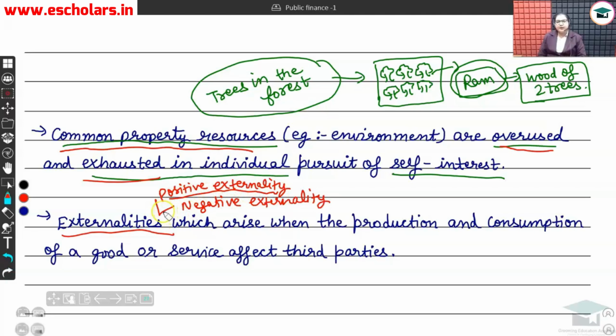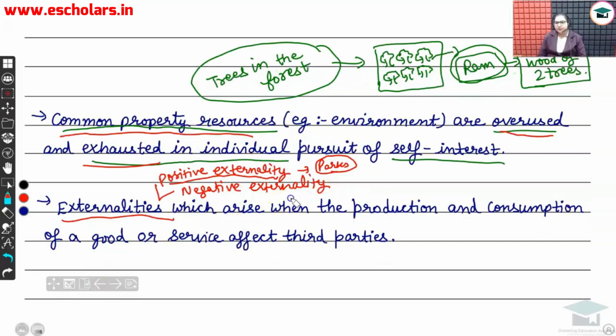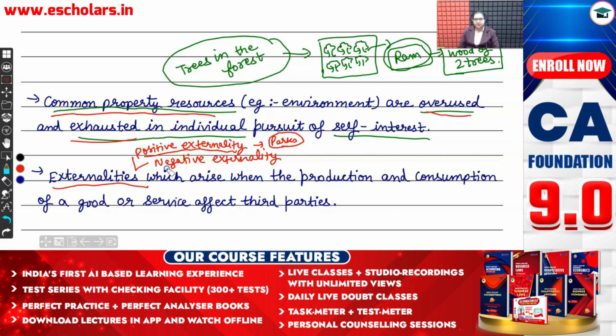See students, when the action of one person creates benefits for the other person, that is an example of positive externality. For example, the government makes parks, right? And these parks are creating benefits for the people, right? So government parks are an example of positive externality.